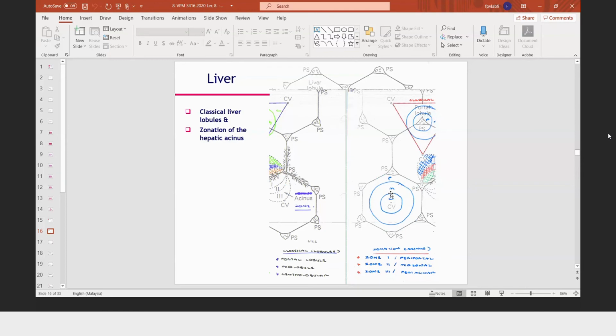Class, are you okay? Did I make you confused? Don't be confused. What is more important is the old classification and now the new classification that people use, the zone, not the lobules. Classical, lobule; zone, acinus. Unfortunately, I'm sorry, those blue labels are supposed to be on your left here and this one on the other side.